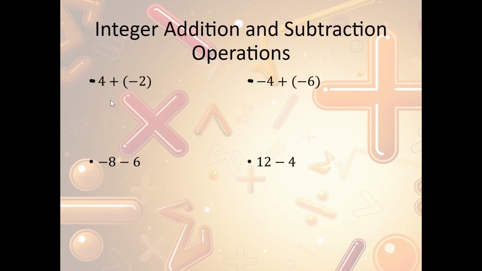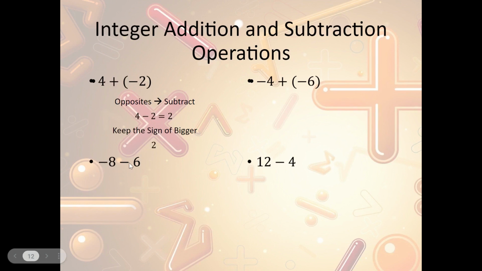So we have 4 plus negative 2. Well, first of all, we should notice that they have opposite signs. So we're going to subtract. So 4 minus 2 is 2. And we're going to keep the sign of the bigger number, which in this case is the positive. So it's positive 2.